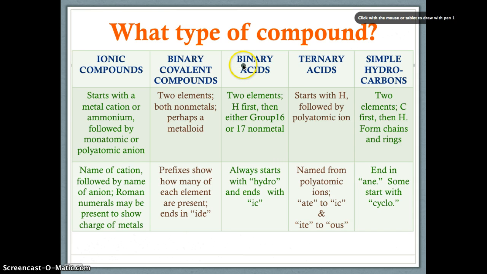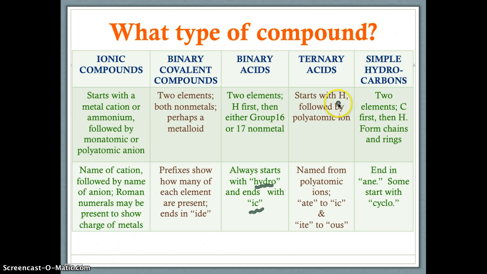Binary acids, 2 elements. The first element is always hydrogen, and then hydrogen's either bonded to a group 16 or a group 17 nonmetal, and there's only 7 of these. Now, these are the classic acids that you've probably been familiar with in your educational career. They always start with hydro. This is the only type of acid that we have that starts with hydro, and they always end in ic. Not hypo and not us, just hydro and ic.